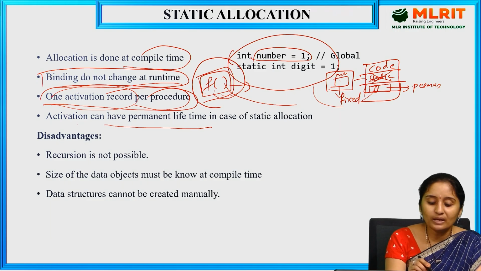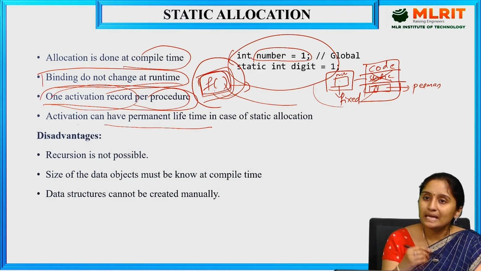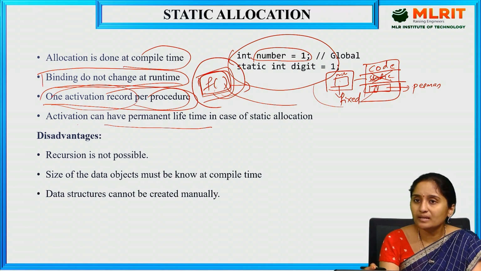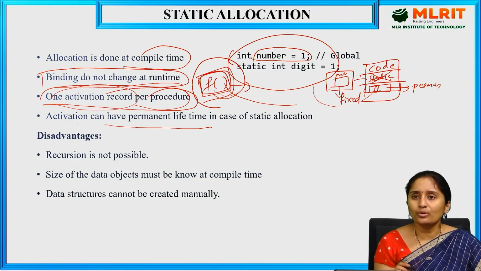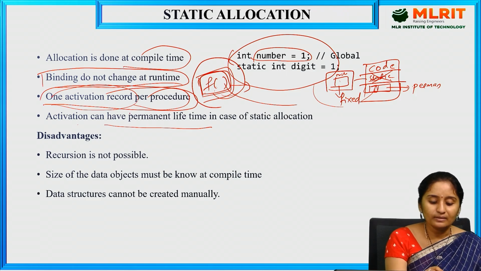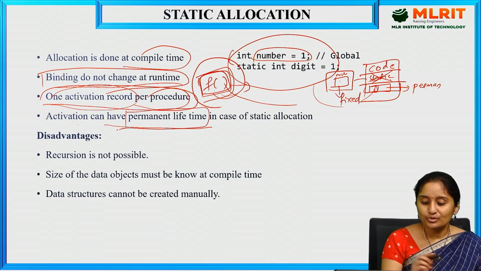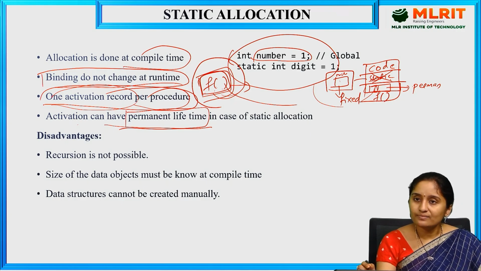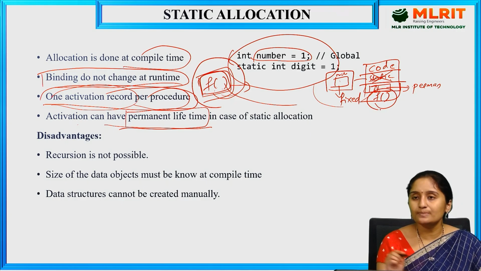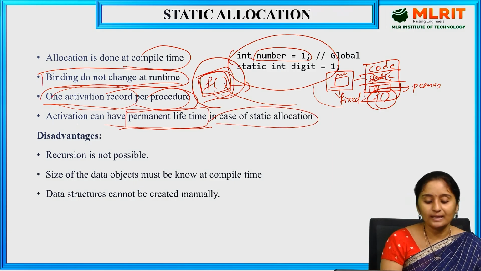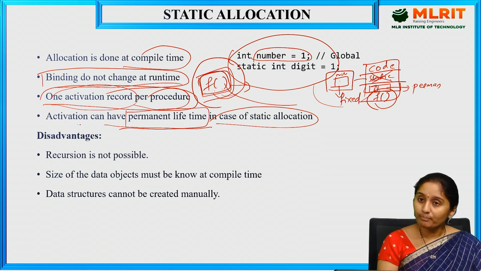Why? Because for one function or one procedure, only one activation record is created. If the same function is called n number of times, there will not be that much space to store those variables or that procedure. So here the lifetime is permanent. For this activation record, memory is allocated, some address is allocated, and this address will be permanent until the completion of the procedure. The address won't be changed. So in static allocation, the activation record has a permanent lifetime.